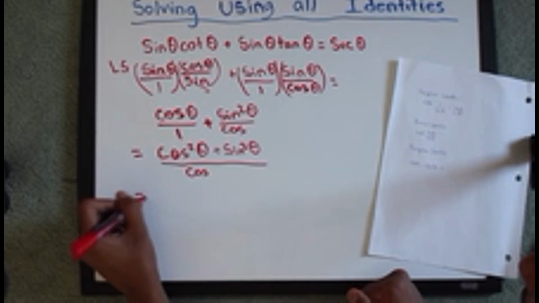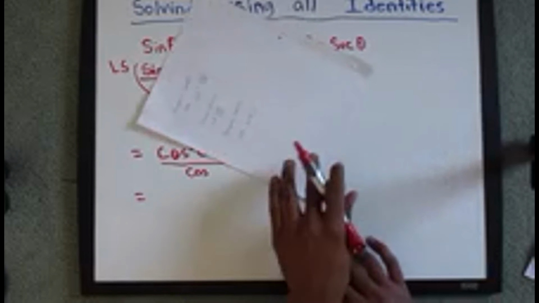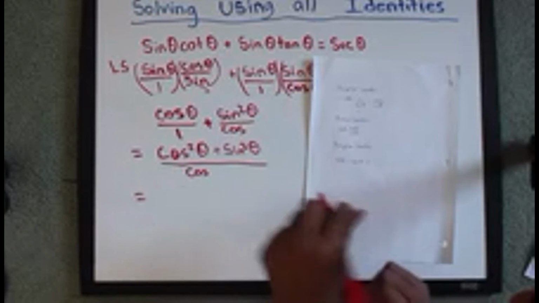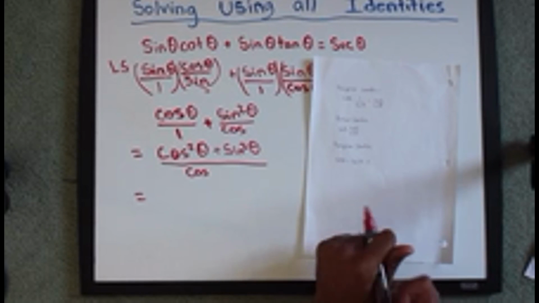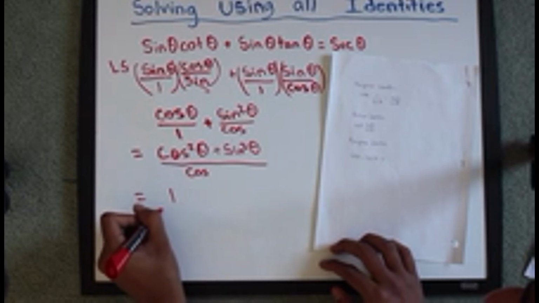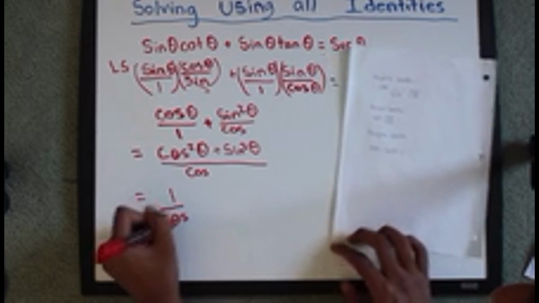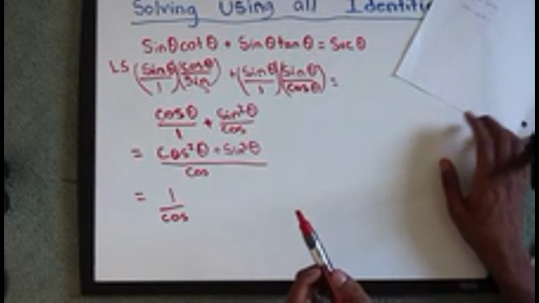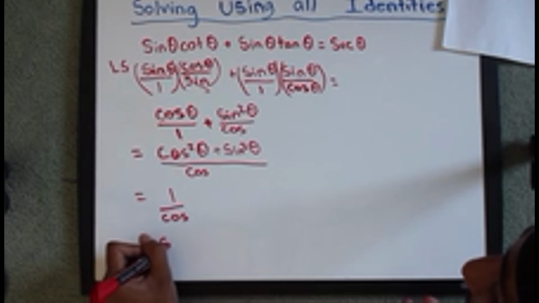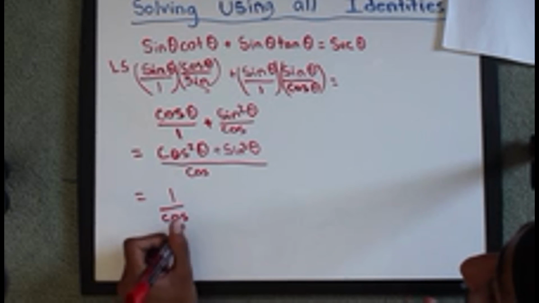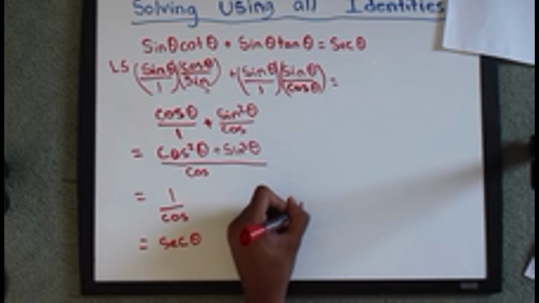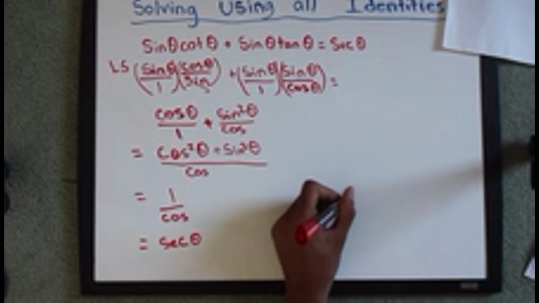Okay? And then if we go back to this sheet over here, we can see that the Pythagorean identity is sine squared plus cosine squared equals 1. And so we can see that we have that right there. So 1 over cos. And over here we can see that we have secant, and secant is equal to 1 over cos, so that means it equals the right side. So now we can conclude that left side is equal to right side.